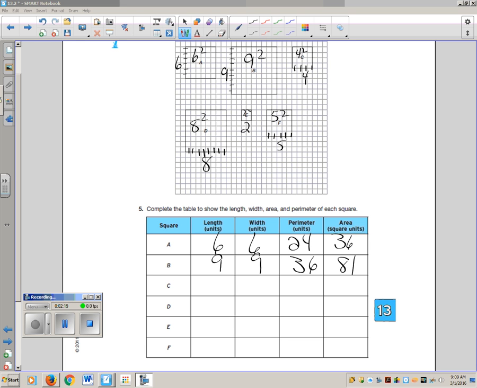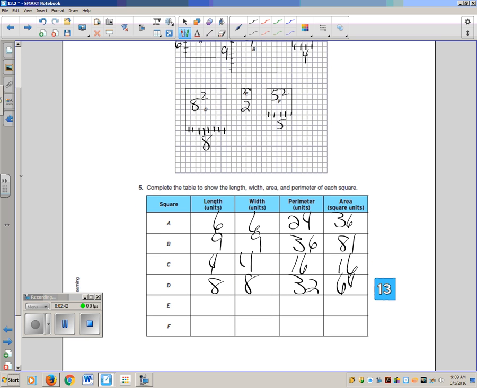C is a 4 by 4. Perimeter is 16. Add those up. The area is also 16. That doesn't happen very often. D, 8 by 8. Perimeter is 32. And the area would be 64 square units.